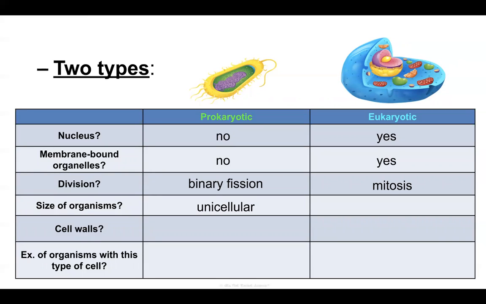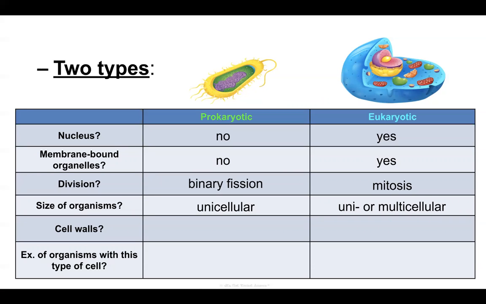What size is a prokaryotic organism? It's unicellular, one cell, most often microscopic. Eukaryotic organisms can be unicellular or multicellular.